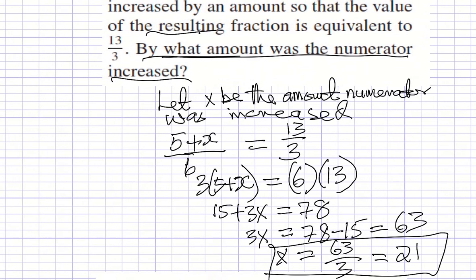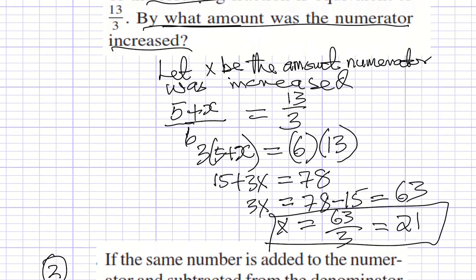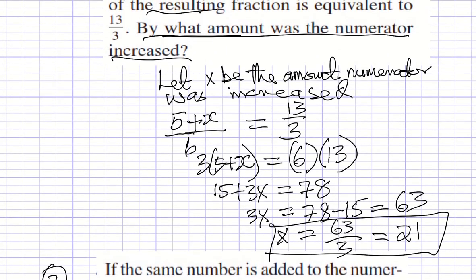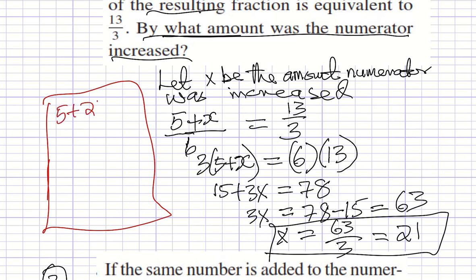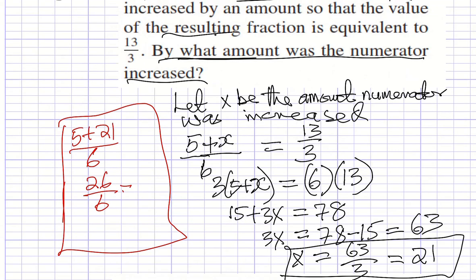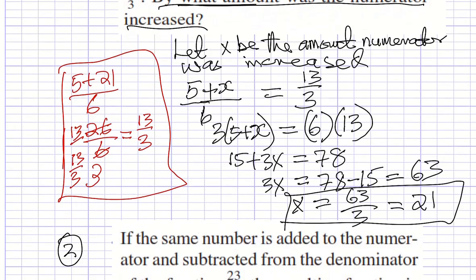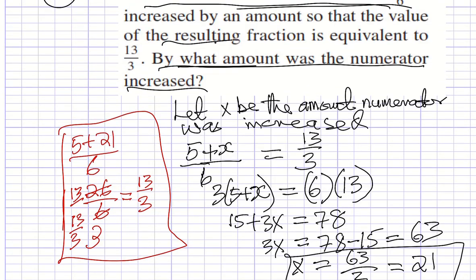If you want to check it, you can go check it. The way you can check it is you say 5 plus 21 over 6. The question is, is it equivalent to 13 over 3? I say yes. Divide this by 2, you get 3. Divide this by 2, you get 13. They're equivalent. They're the same fraction. So it checks out. So we leave that alone and move on to the next thing.